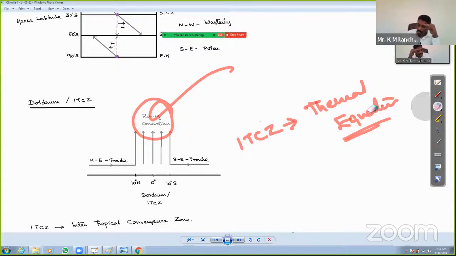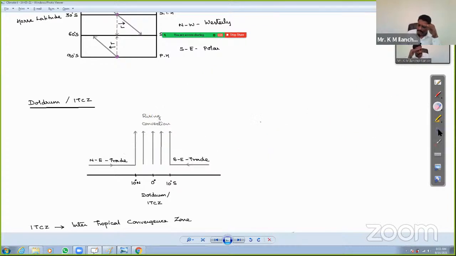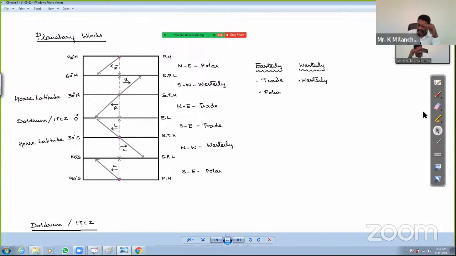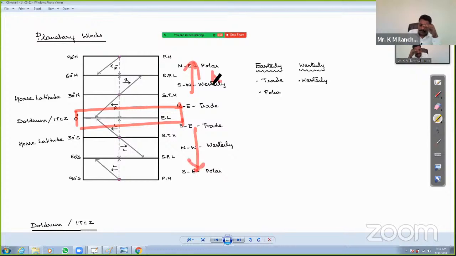And my dear friends, not only this ITCZ, I just want to tell you, the so-called equatorial low is always not fixed at the equatorial region. They will shift north and south. Now, when I talk about shifting north and south, when exactly they shift north and when exactly they shift south, I'll tell you. Whenever the sun's vertical rays are shifting north, this equatorial low will also shift north. When the sun's vertical rays are shifting south, the equatorial low will also shift south. This is the idea.